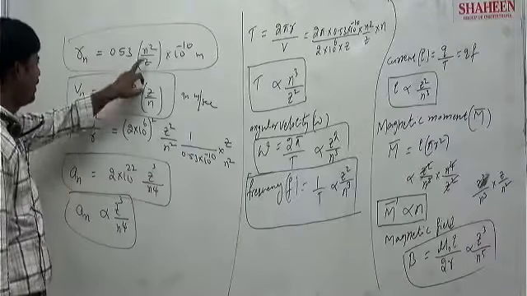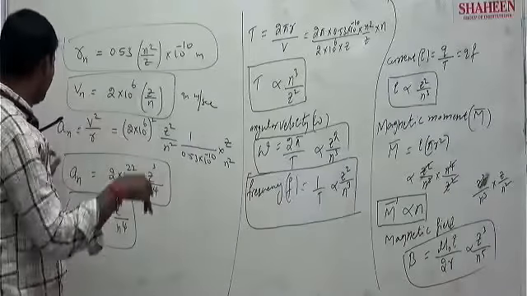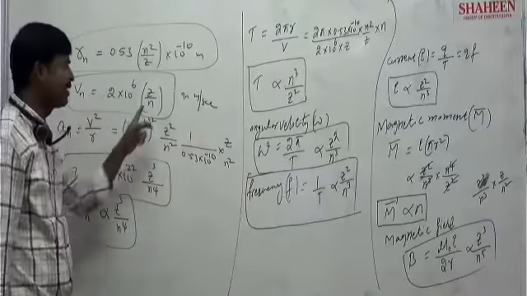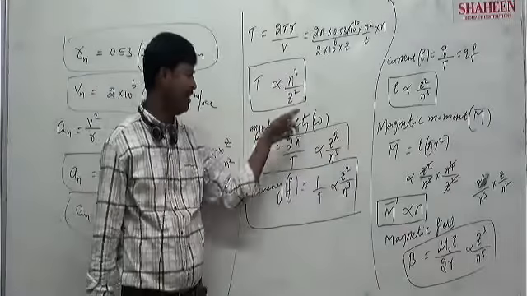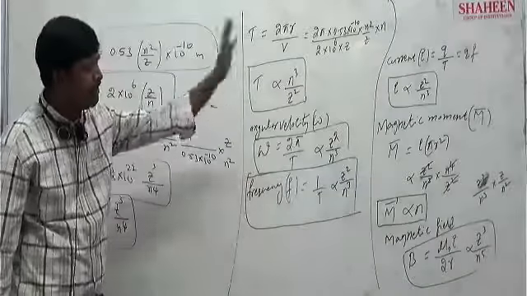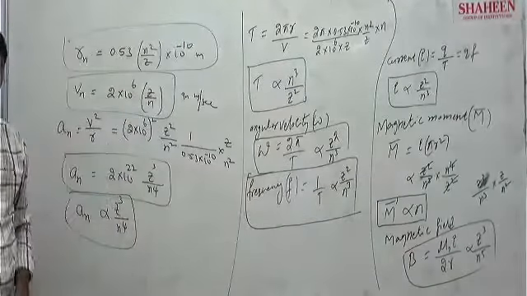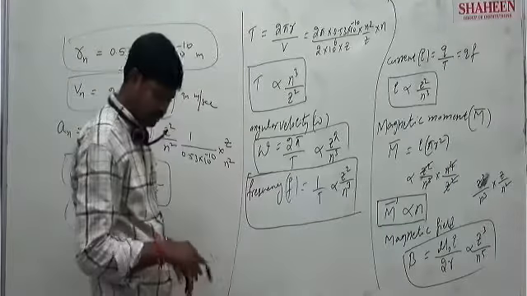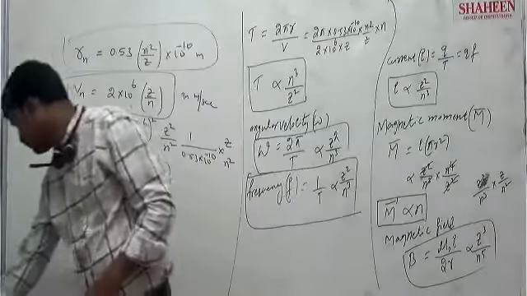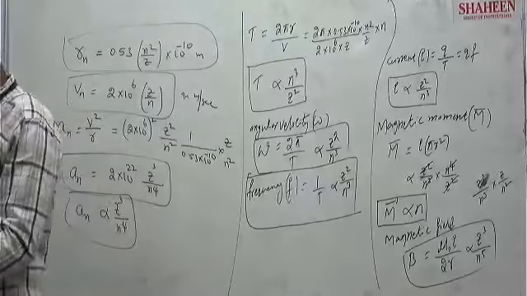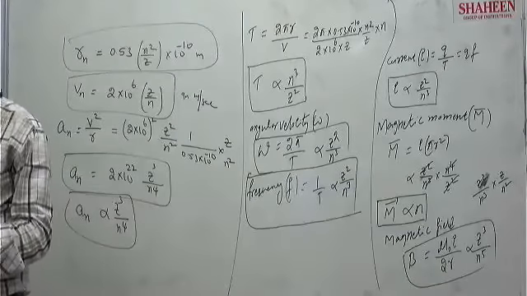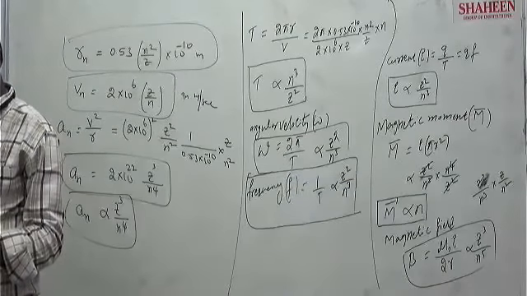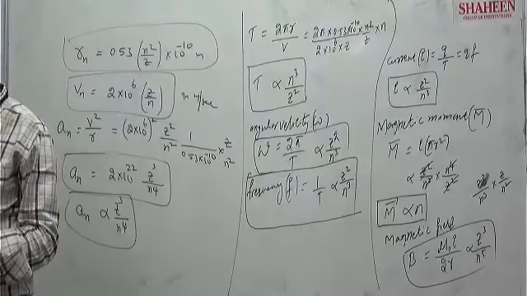Once we know n square by Z and Z by n, then the remaining: acceleration is V square by R, time period is 2 pi R by V, like this. Then automatically everything will come. Is it clear? You note down that. Any doubt, you ask me.